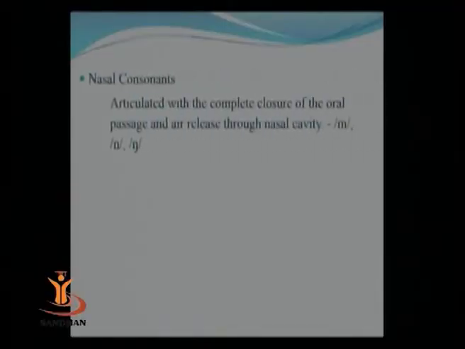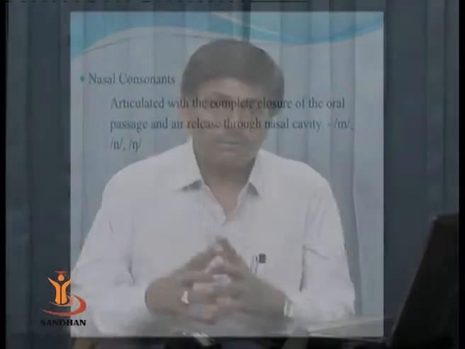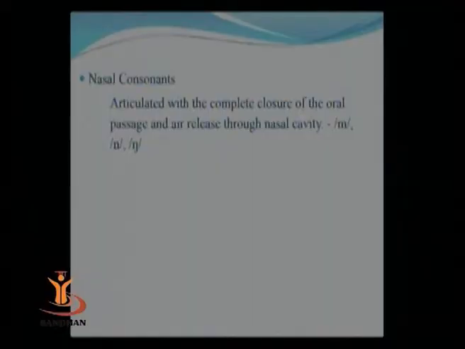The next category in this manner of articulation of the sound is nasal consonant. Friends, as I told you, when air comes out from the vocal cords, it has two ways to come out: the oral cavity and the nasal cavity. At the back of the mouth, we see a small tissue-like organ. When that organ blocks the oral passage, air passes through the nasal cavity. When air passes through the nasal cavity, certain sounds are produced, and they are known as nasal sounds, articulated with the complete closure of the oral tract, and air released through the nasal cavity.